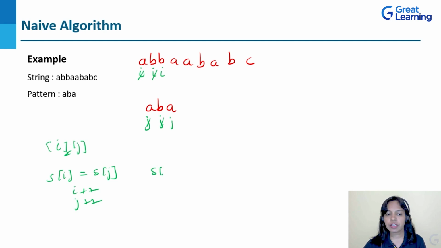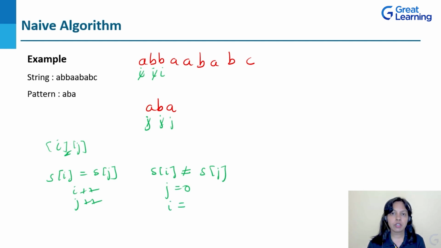But if the string at the ith location is not equal to the string at the jth location, then what you have to do is decrement j to the first position, that is, the first index. In programming, we refer to it from the 0th index, right? In a Java program, it goes 0, 1, 2, 3. So it will come to the initial index, the first index.